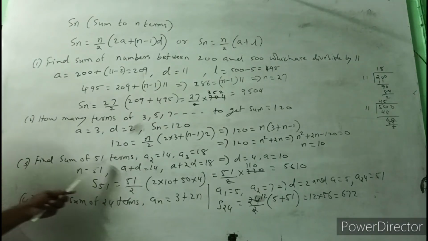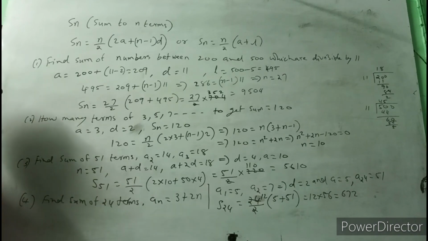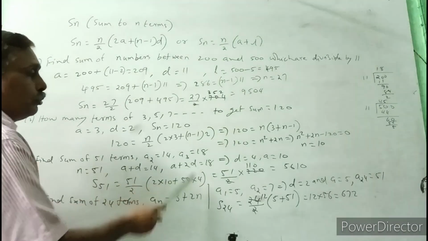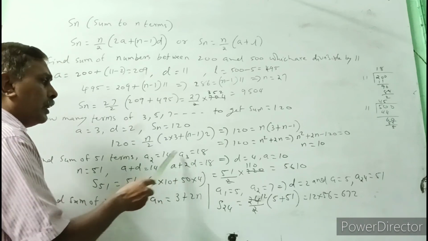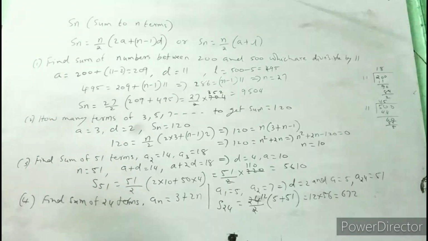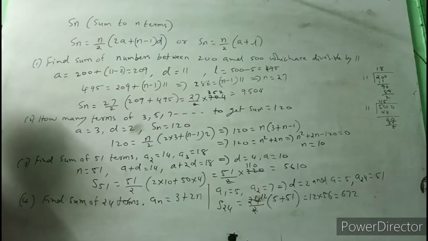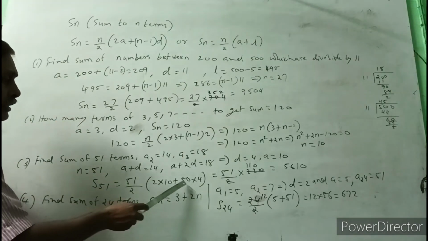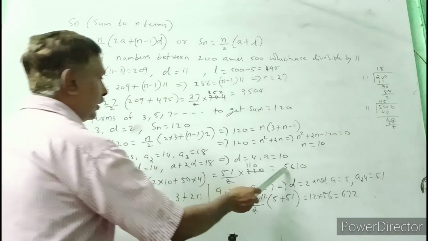Now the next question is find the sum of 51 terms. So sum of 51 terms means n is 51. The second term and third term are given, so a plus d and a plus 2d are given. You may say d directly 18 minus 14, because consecutive, 18 minus 14. Or you may subtract and get d as 4 and a as 10. Here also I must use the first formula because we are not knowing the last term. So first formula I use: 51 by 2 into 2 into 10, that is 2a, plus n minus 1, n is 51 minus 1, that is 50 into 4. Simplifying, you will get 5610.